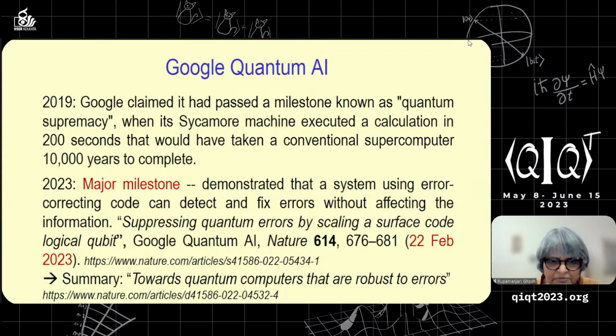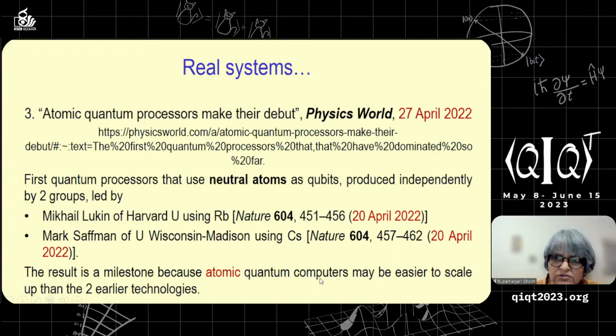So even Google is publishing in Nature, Google Quantum AI. It's a collaboration, so it's a major milestone. They demonstrated that a system using error correcting code can detect and fix errors without affecting the information. There's also a summary that came out in the same Nature issue, on quantum computers that are robust to errors. I don't think we have seen the end of this, but it's no doubt a major milestone in what they have seen. So this is out there.